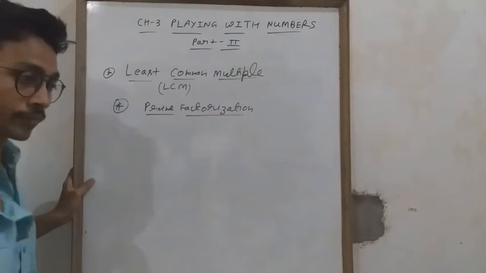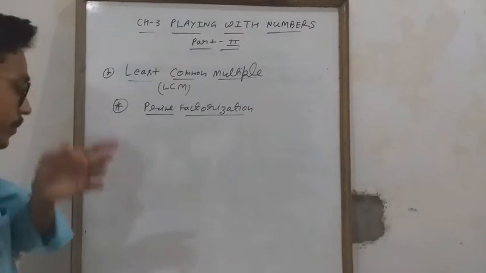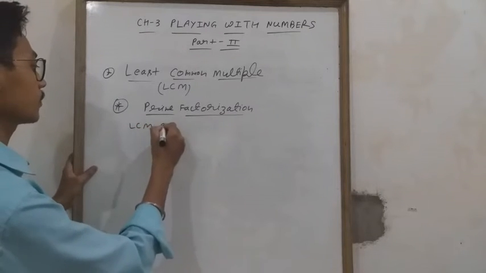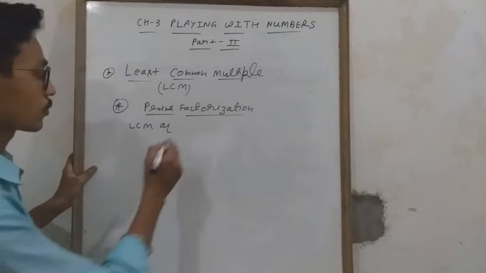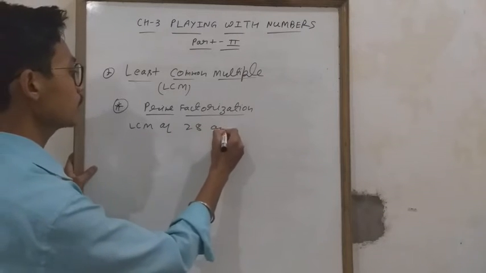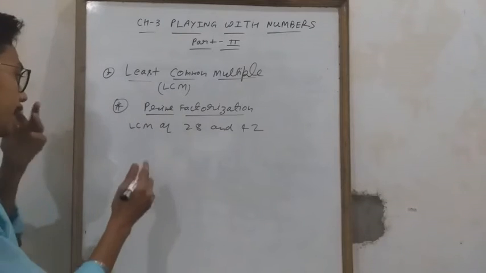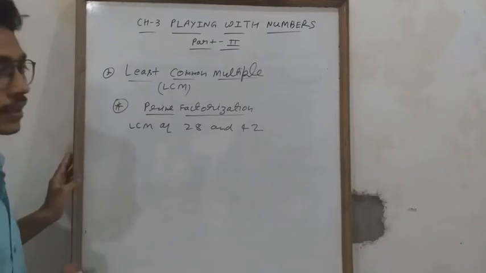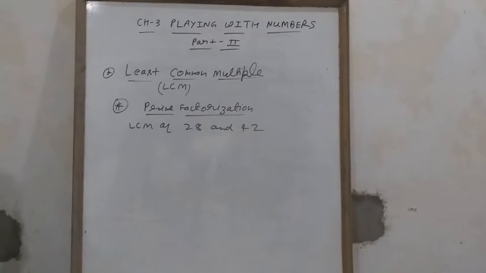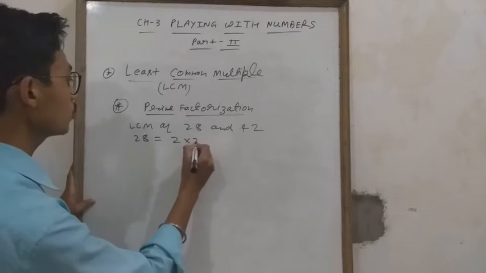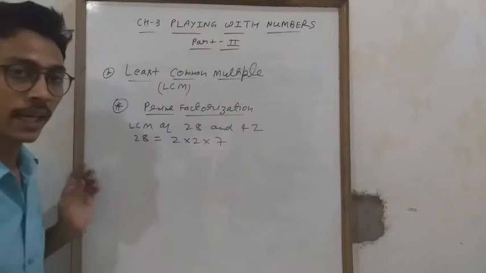Okay everyone. So here the first example I am going to take: LCM of 28 and 42 is given. We have to find out LCM of 28 and 42. So see student, first we will find out 28. How will you write down 28, student? With the help of prime factorization. Everyone knows that 28 we can write as 2 multiply by 2 multiply by 7.